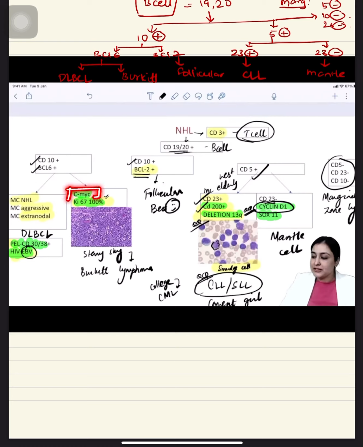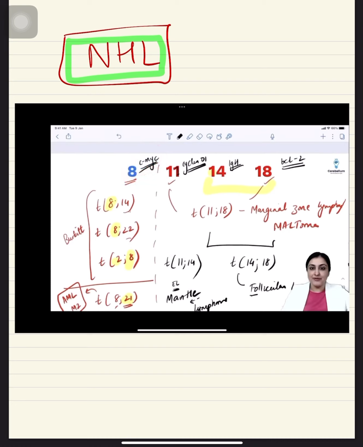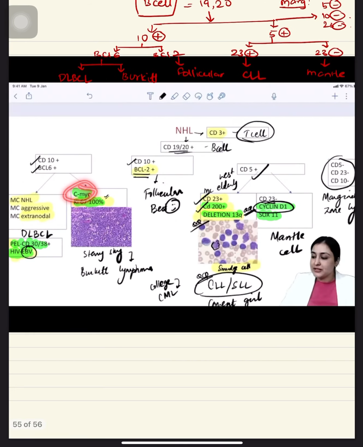Then if it is CMYC, remember anything with CMYC, which we did over here, 8 is CMYC, 11 is cyclin D1, 18 is BCL2. This is very important. So if there is CMYC involved, CMYC is basically 8, and we already did that 8 plus even number is going to be Burkitt's lymphoma. See the amount of proliferation which is there, because Ki67 is 100%, so it's very hypercellular, and that is why the appearance is a starry sky appearance. In Burkitt, it is starry sky appearance, Ki67 100% positive and CMYC positive.